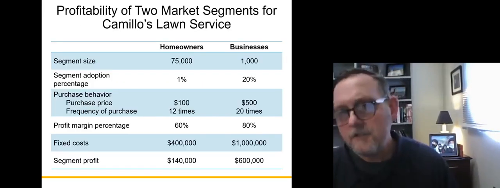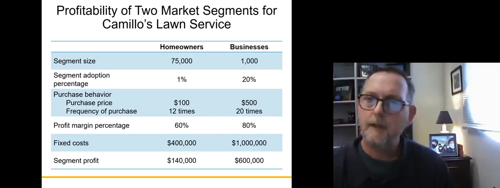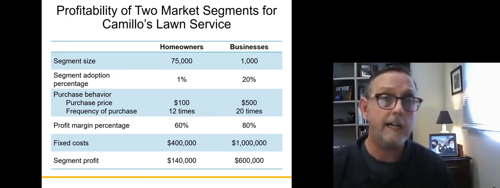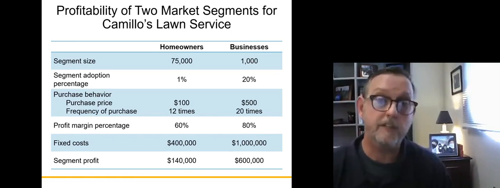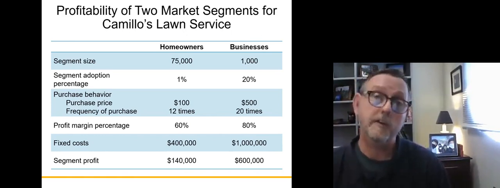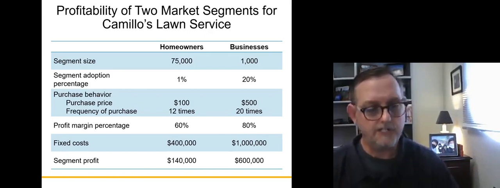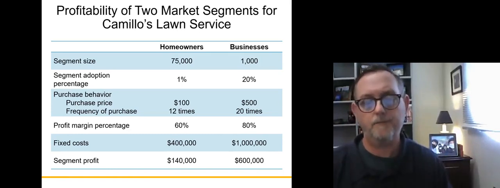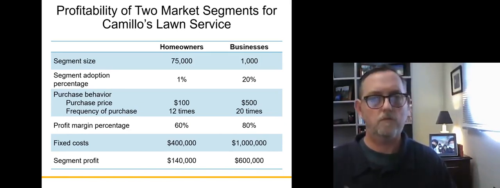Here's one last example. This is Camillo's Lawn Service. We have 2 different market segments. We have homeowners and we have businesses. So this is a case where we're going to compare 2 market segments and understand at least the profitability of each one. There are a lot more homeowners than there are businesses. In this case, there are 75,000 homeowners in this area where Camillo can do the lawn service business. In that same space, there's 1,000 businesses.